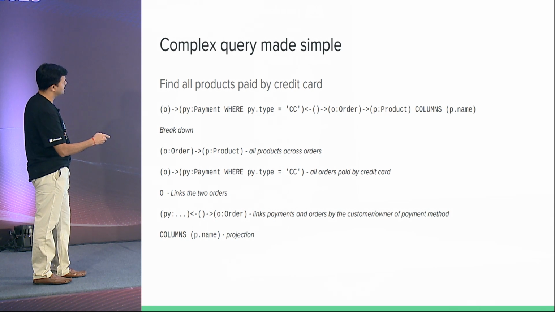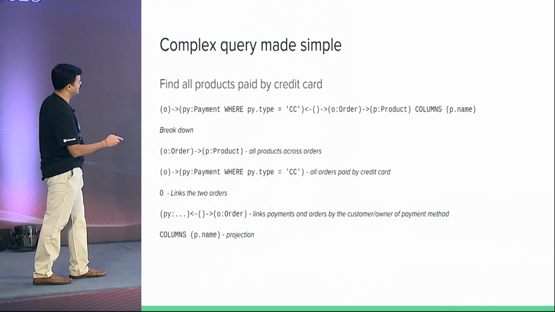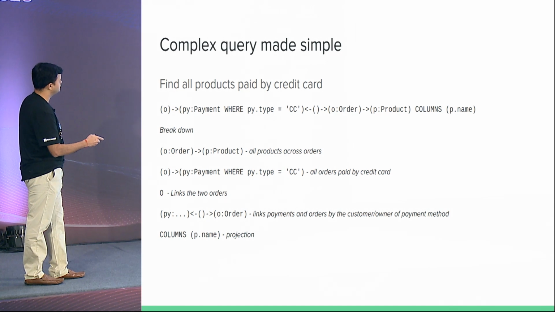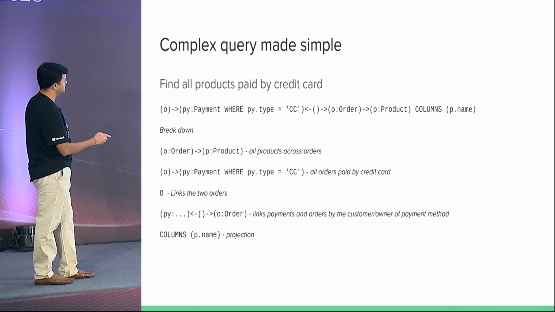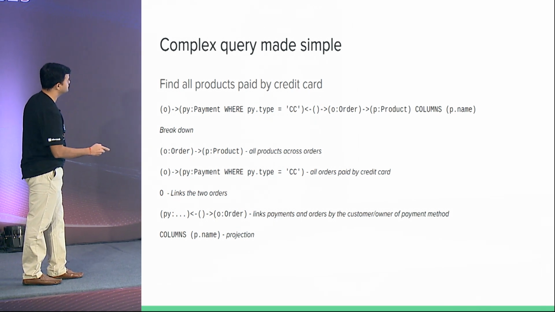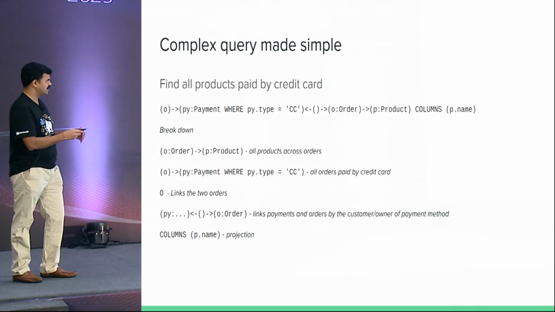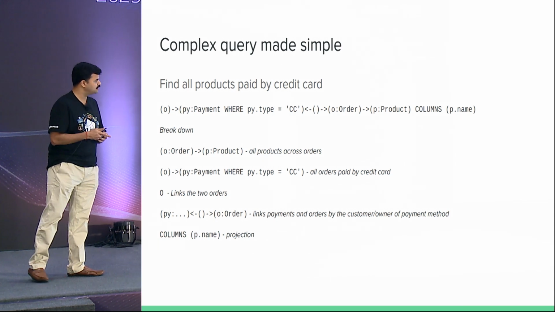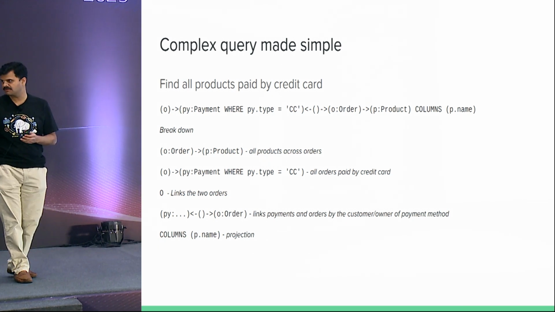So this is the match clause, this is the columns clause, where the only thing that is missing here is a graph table clause, but I think I'll leave it outside. It just comes here, graph table, what are shop, comma, match, then the rest of the thing. And then you can get all the products which are paid by credit card.